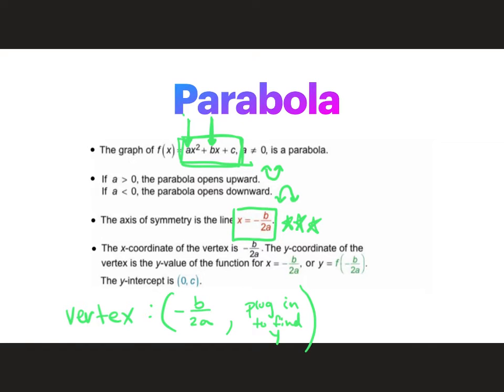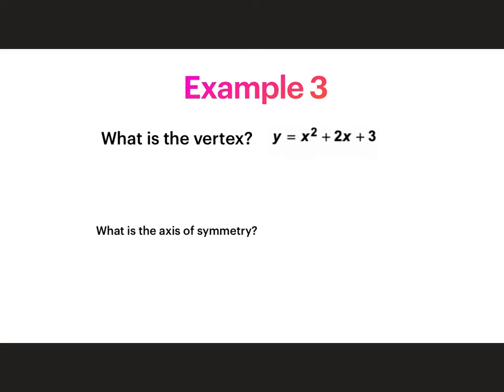So remember, our vertex is a coordinate point. The x value comes from our little axis of symmetry formula. And then we need to plug that into our equation to find our y value. Okay, so I'm going to write our axis of symmetry formula up here because we need it for all of these examples. So if it helps, just write it at the top so we have it in front of us.